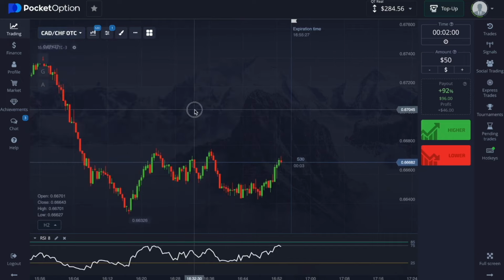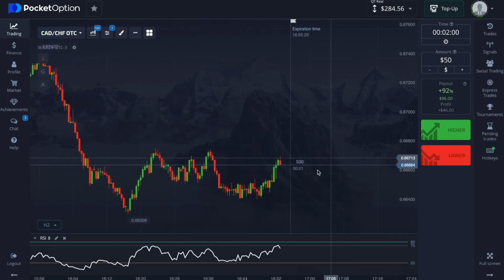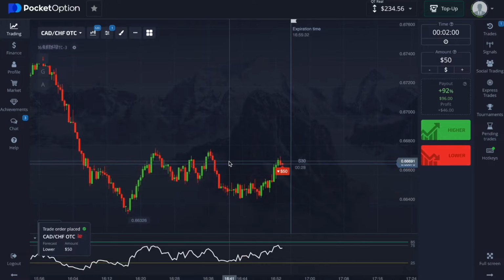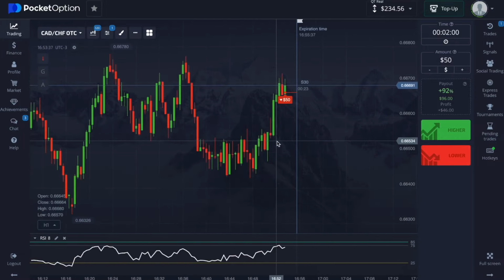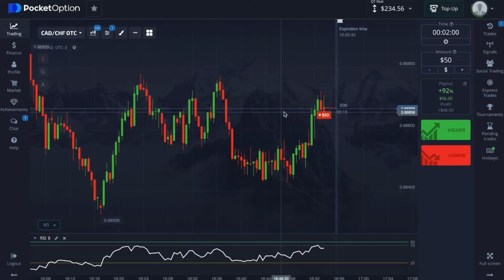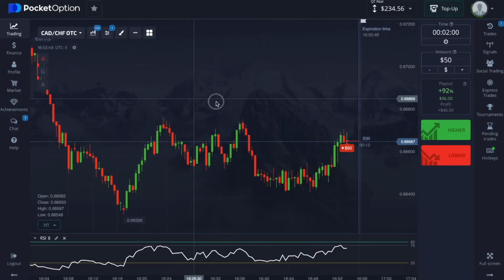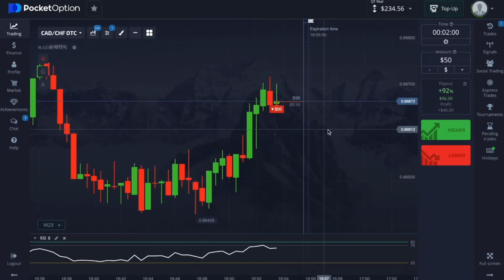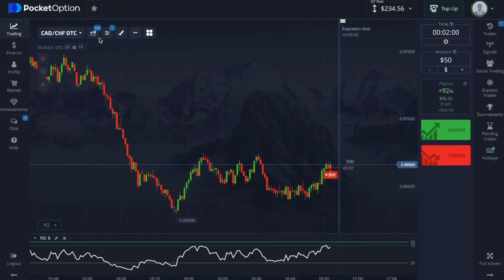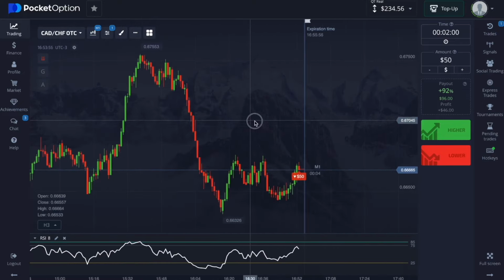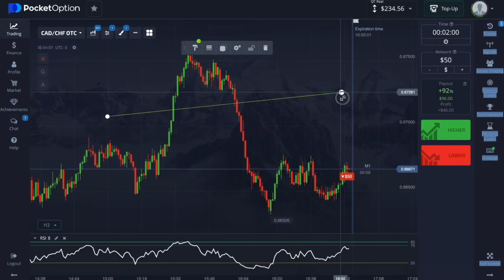So let's continue working. I immediately identify a suitable situation and open a downtrend trade, again for 2 minutes with an amount of $50. Here I relied on how the candles behaved before and on what the indicator shows. The trade turned out to be a bit spontaneous, and to clarify the situation, I open the 1-minute time frame and draw a resistance line.